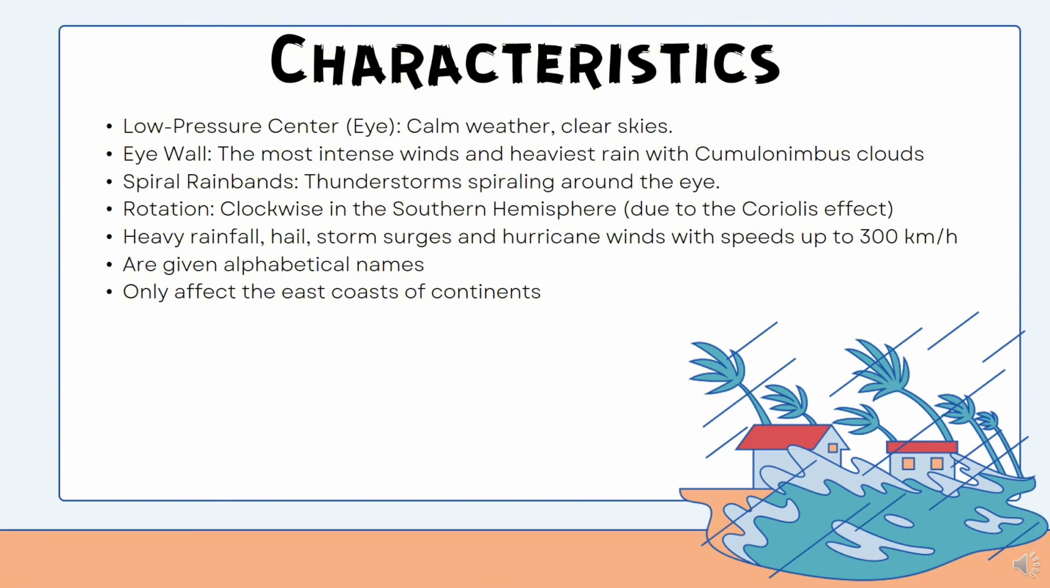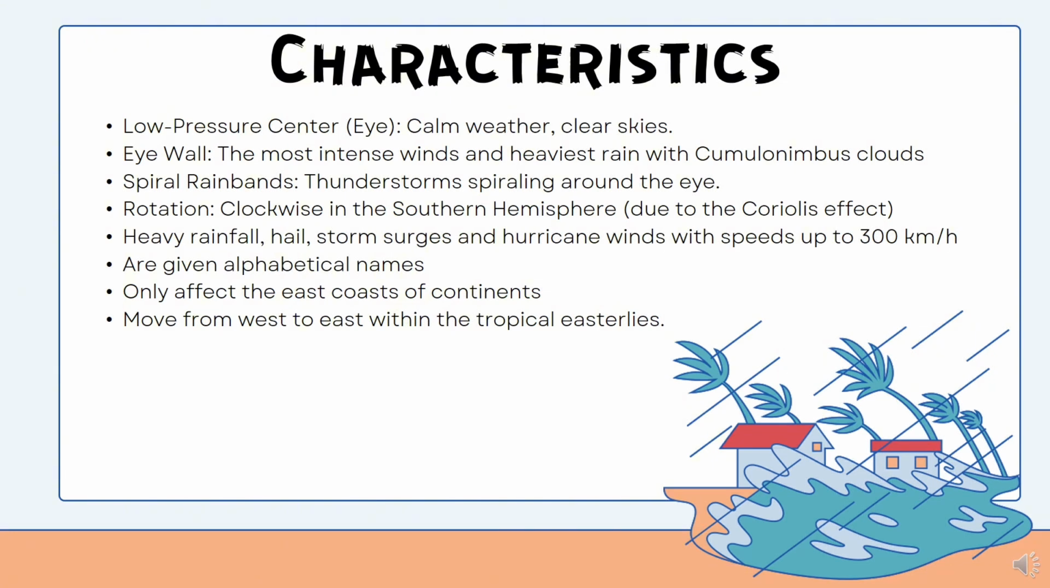If some of you have been to Cape Town or live in Cape Town, you will know that the water in the ocean there is cold, and Cape Town is on the west coast. So areas on the west coast could never have tropical cyclones because of that. It only occurs on the east coast. And they move from west to east within the tropical easterlies.